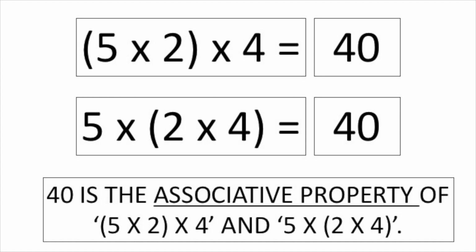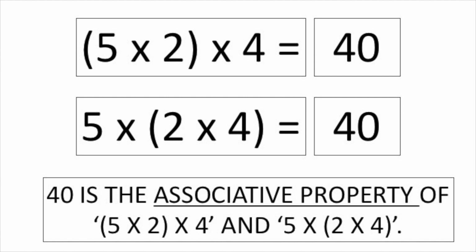So 5 times 2. 5 times 2 is 10. And then 10 times 4 equals 40. Okay. So that's one way to answer this sum. But what about 2 times 4? 8. And then 8 times 5 equals 40. Same answer again. But if you notice, the sums are different.